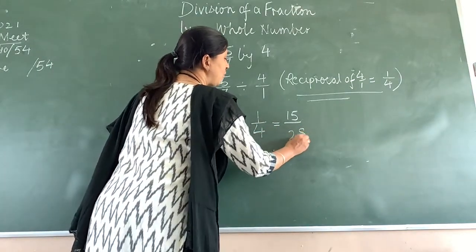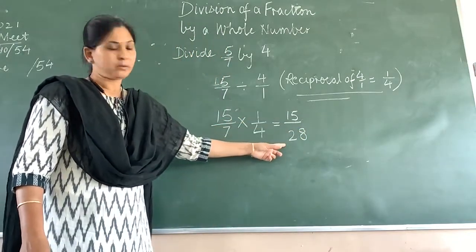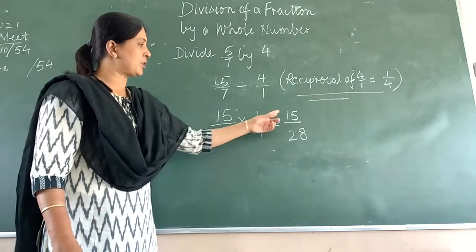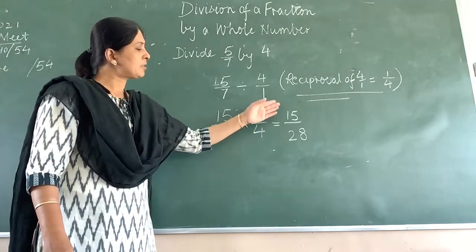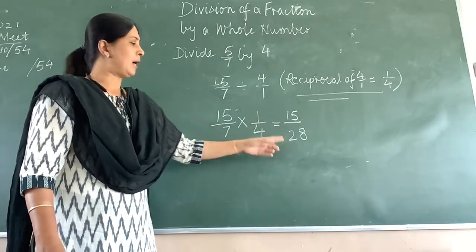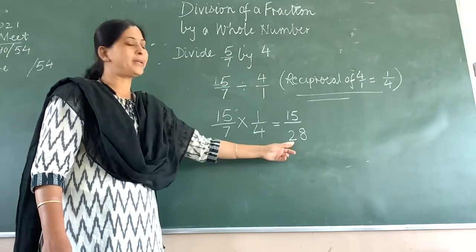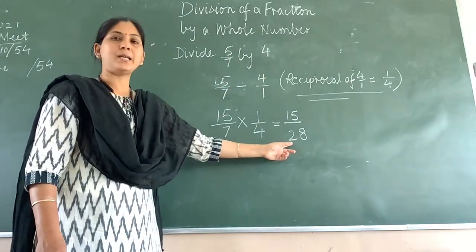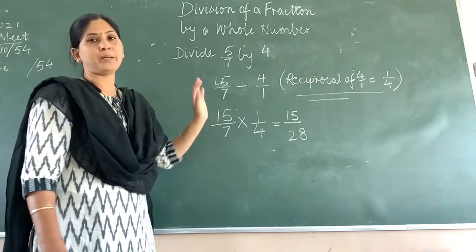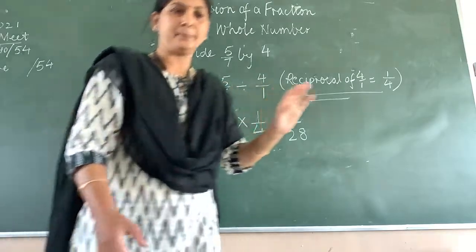Now 5 over 28, the numerator is smaller than the denominator. That means it is a proper fraction. And whenever we have the answer as a proper fraction, that's our answer. So when we divide 5 over 7 by 4, what do we get? 5 over 28. I hope you understood how we divide a fraction by a whole number.